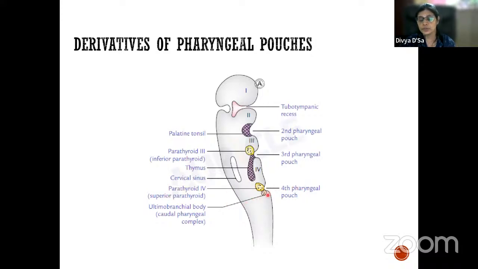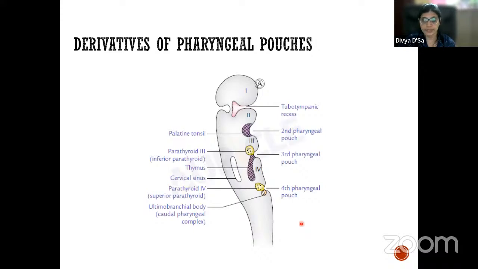And then with the fusion of the fifth and sixth portion, in that relation, we have the caudal pharyngeal complex or the ultimobranchial body. That will contribute to the formation of the parafollicular cells of the thyroid gland.